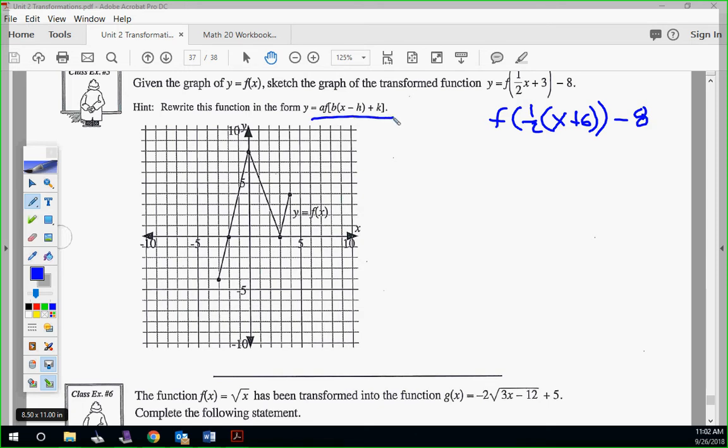So what's my A? There's no vertical stretch, so A is just 1. What's my B? Your B is 1/2. I know it means that it's 2, but your B is 1/2. Your H is negative 6. And your K is negative 8.